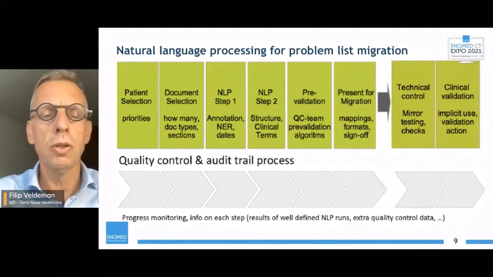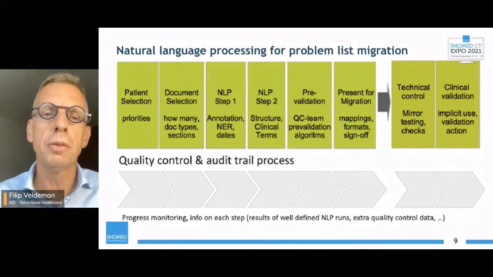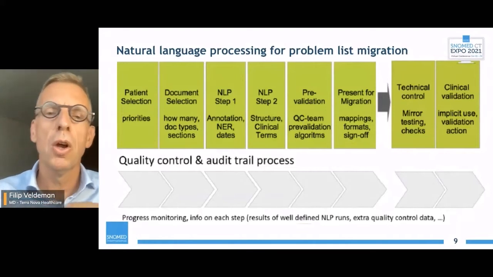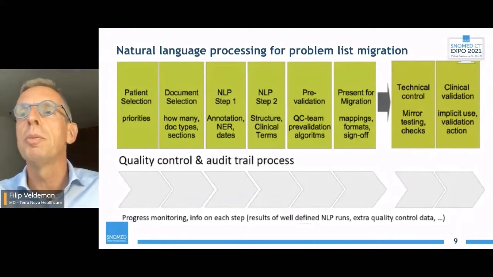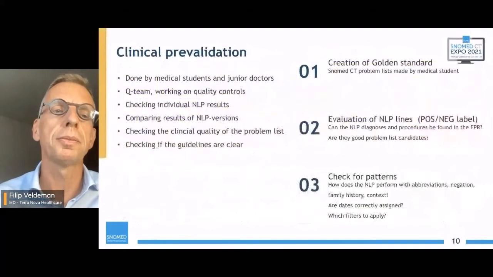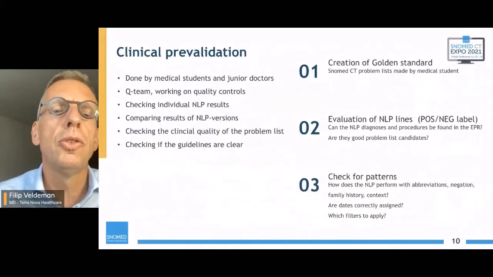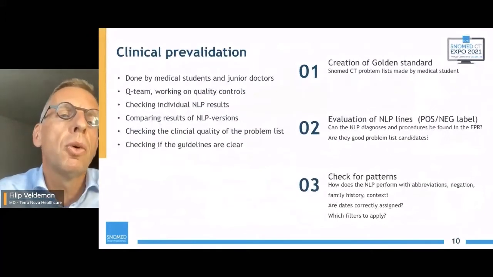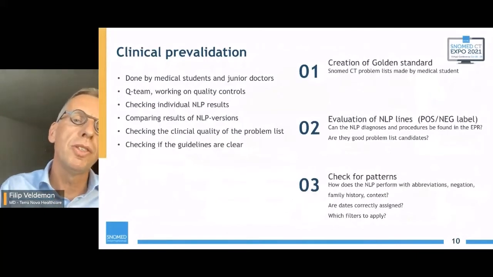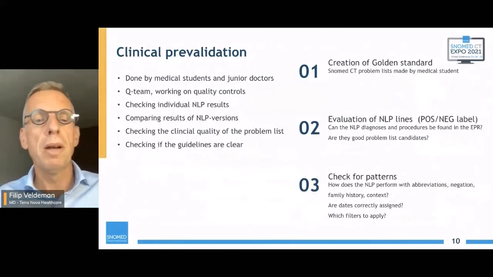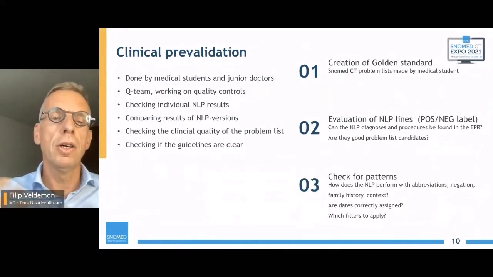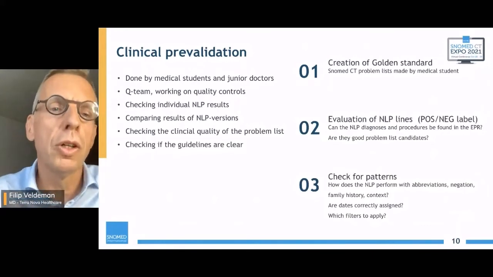There's lots of quality control and audit trail underlining that process, so that at all times we know, if we see something in the medical record, where does it come from, and if something is not good, where did this happen, and how can we improve that? The medical students play an important role in that. We have a quality team of students that help check results of the individual NLP, but also compare results of versions, check the guidelines if they're good, and check the overall result of the problem list.